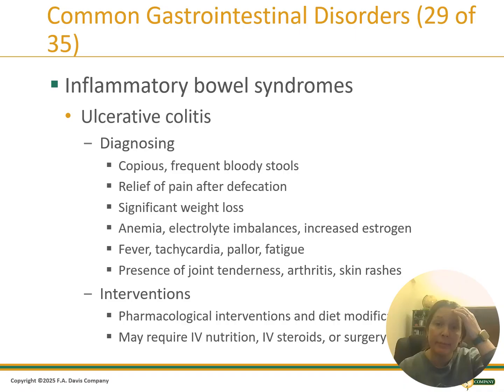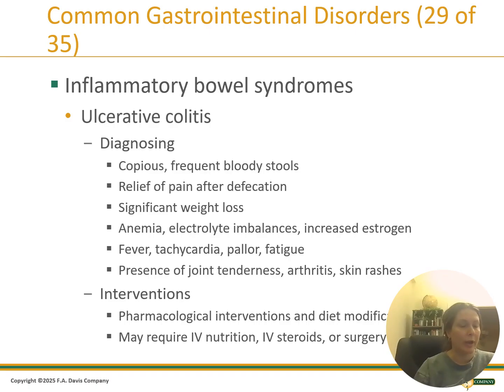So with inflammatory bowel syndromes, we'll start with ulcerative colitis. So this is going to be an inflammatory bowel syndrome characterized by chronic, copious, frequent bloody stools. Usually they experience a lot of relief of the pain after defecation. Your patient can have some pretty significant weight loss.